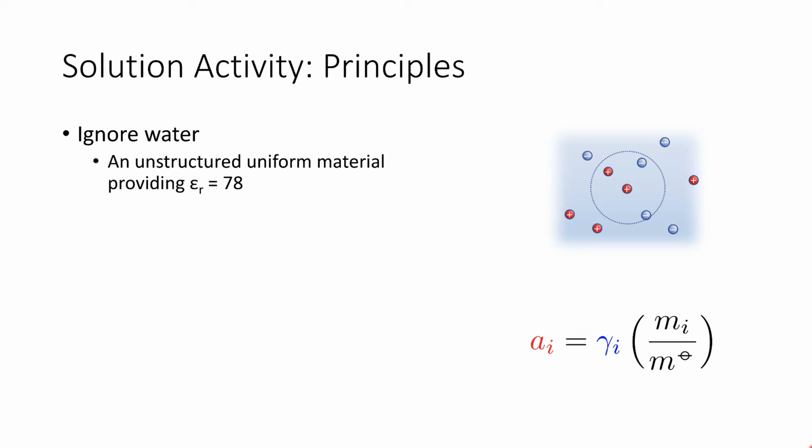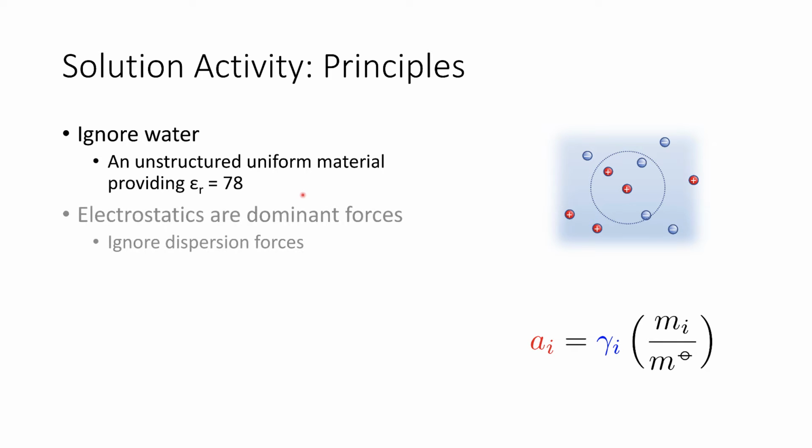Firstly, we ignore water. This seems daft. We've been talking all about the solutions, but we just treat water as an unstructured, uniform material providing a relative permittivity of 78. That's all we consider water to be for the purposes of exploring solution activity. We assume the only thing that affects the interactions is the electrostatic interactions, so we completely ignore any dispersion forces, any London forces that might otherwise cause attraction. Electrostatic attraction is far stronger and would far outweigh any dispersion forces that might be there.